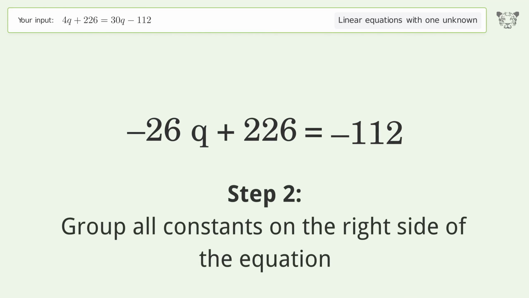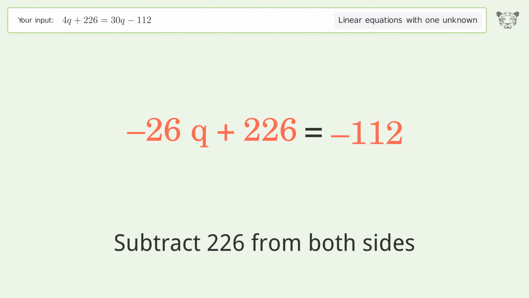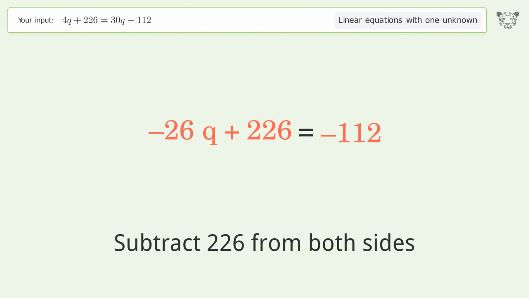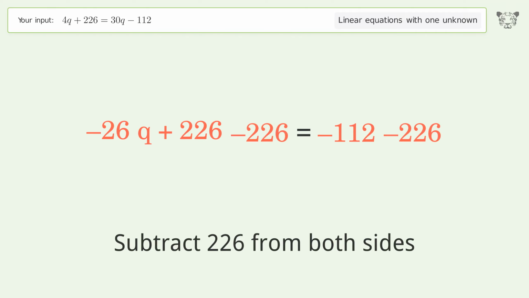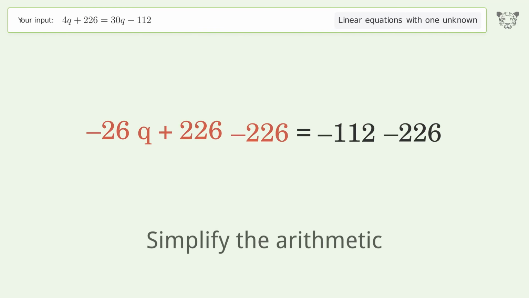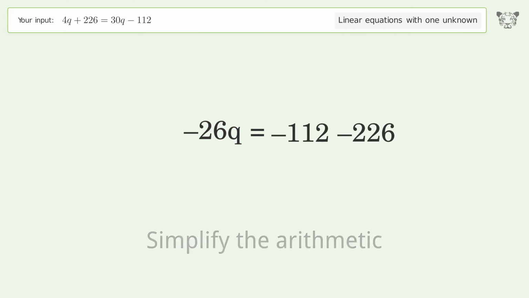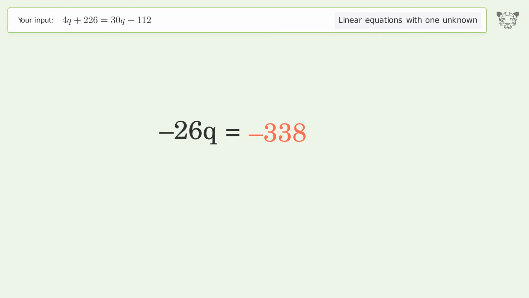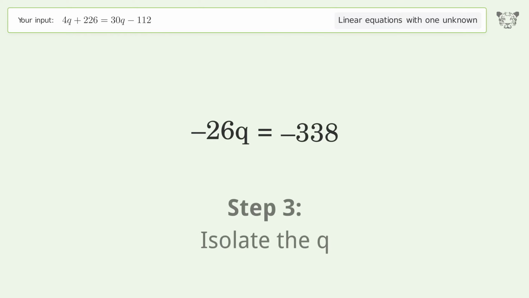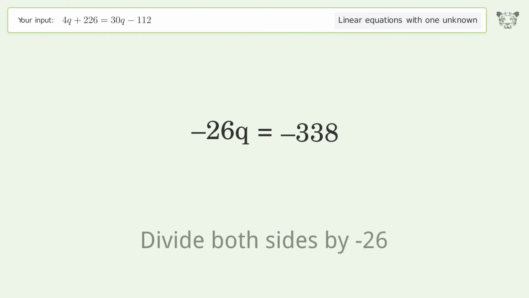Group all constants on the right side of the equation. Subtract 226 from both sides. Simplify the arithmetic. Isolate the q. Divide both sides by -26.